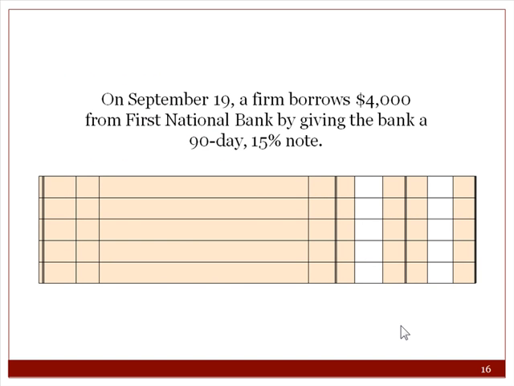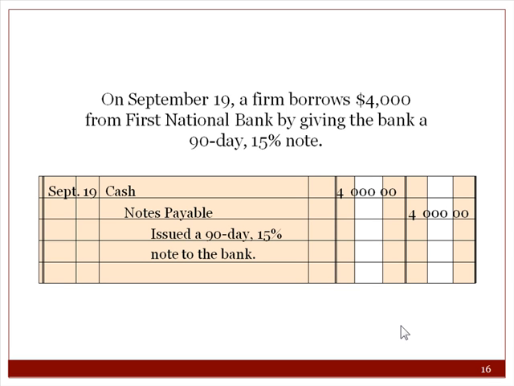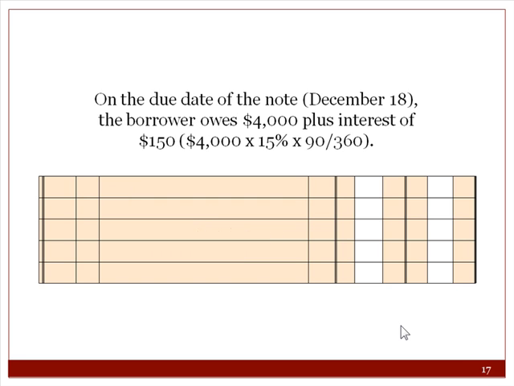On September 19th, a firm borrows $4,000 from First National Bank by giving the bank a 90-day 15% note. So they get the cash and they get notes payable. So there's the entry when the firm gets the cash and has the debt incurred.